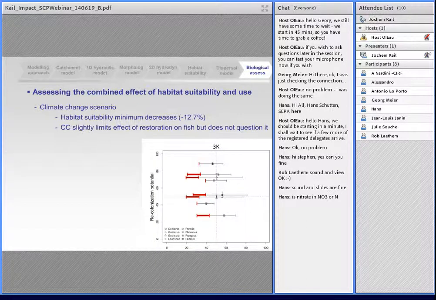It's a little bit tricky to assess if this really affects the fish, but based on the expert judgment we had in the group, we concluded that these changes will have a significant effect on fish, but that it does not really limit the fish population, so that it does not really question restoration in our catchment.